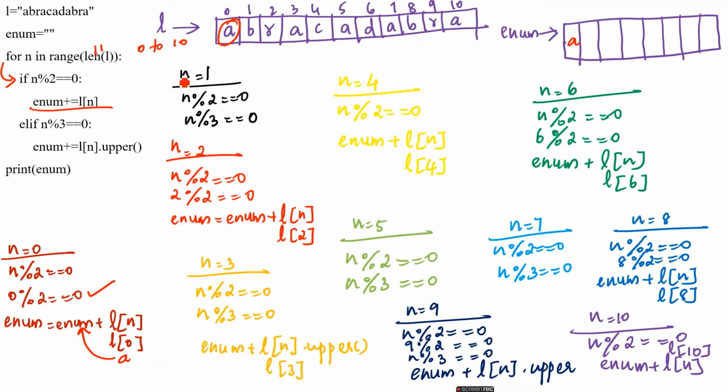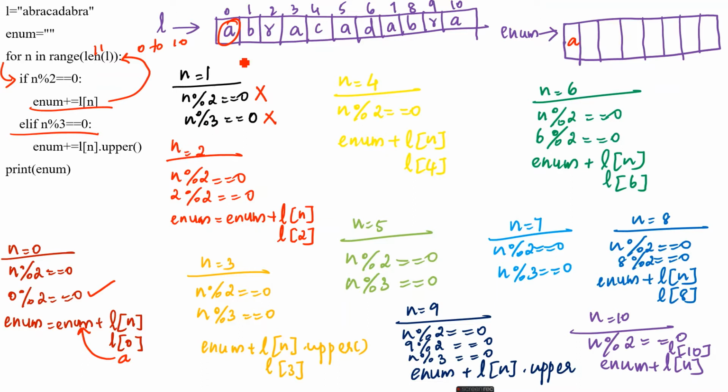Next value for n will be 1 from the range function. After executing this statement, we have to go back to the loop. Value of n is 1. 1 mod 2 equal to 0, condition false. So we will check this condition. If condition, 1 mod 3 equal to 0. Condition false. No change is taking place.